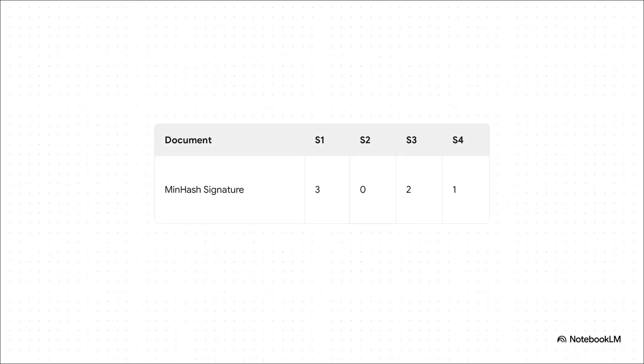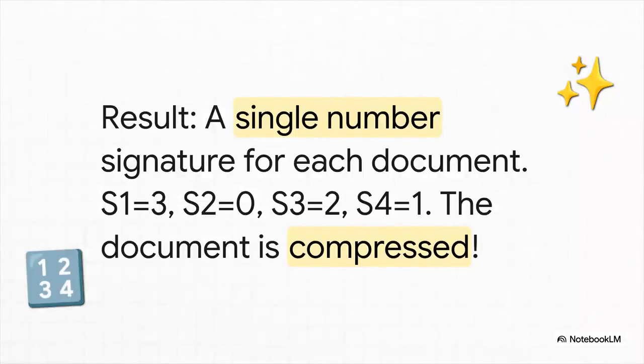Okay, let's actually see this happen. On the left, you've got our original matrix. On the right, the rows have been completely reordered based on some random permutation. Now we just scan down each column on the right, and we're looking for that first one. The original row number where we find it, that's our signature value. And boom. After that whole process, look what we've got.